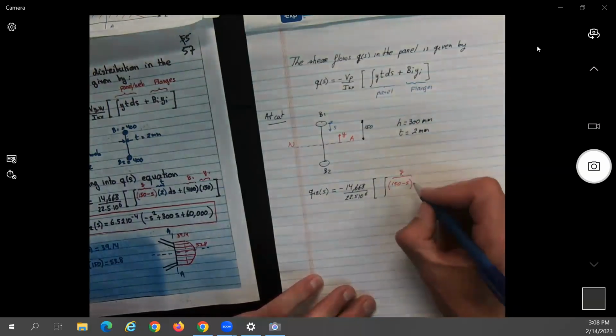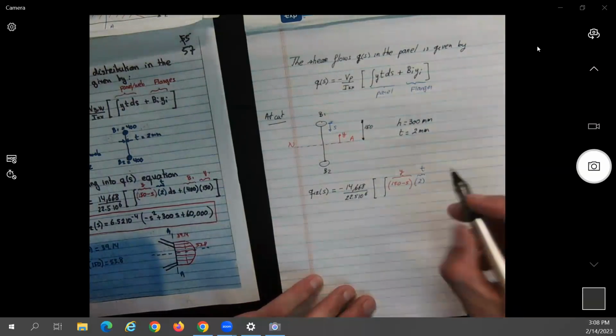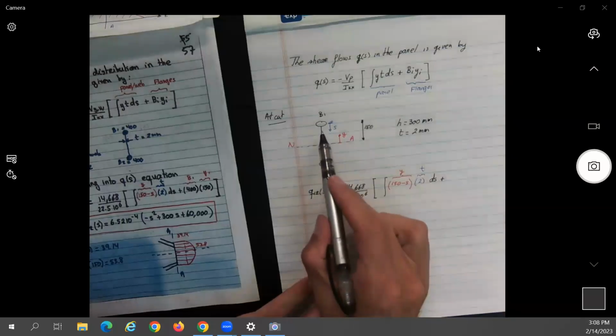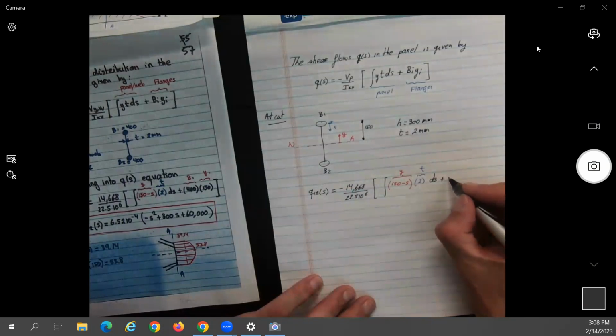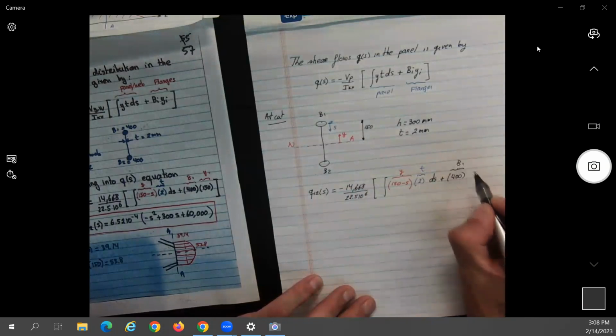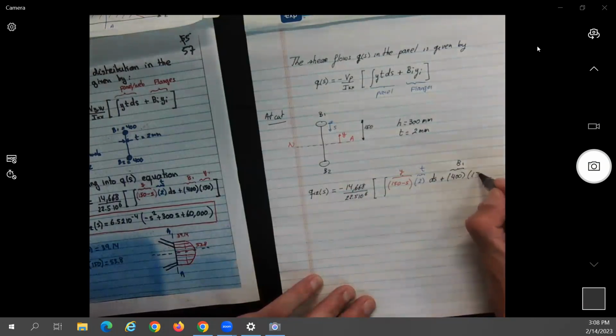T we know is 2 millimeters. So we go from 1 to 2. So that will be this. What is B1? This will be B1. And what is Y sub 1? 150.